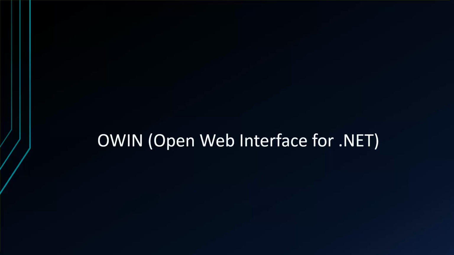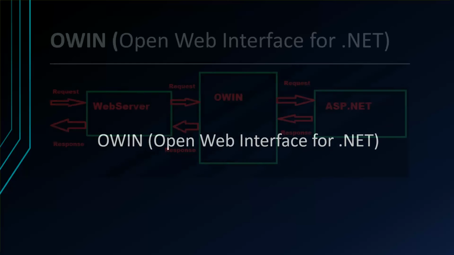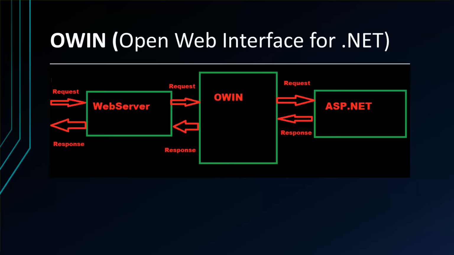So OWIN is Open Web Interface for .NET. If you see this architecture, in the earlier slide we saw that the request first goes to the web server, and from the web server it goes to ASP.NET in the previous versions of ASP.NET. To resolve this issue, Microsoft introduced a new interface between the web server and the ASP.NET runtime, which we call the OWIN interface, the Open Web Interface for .NET.